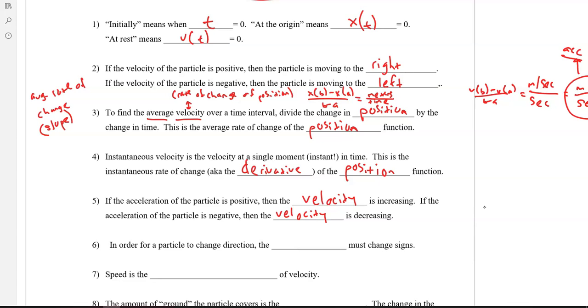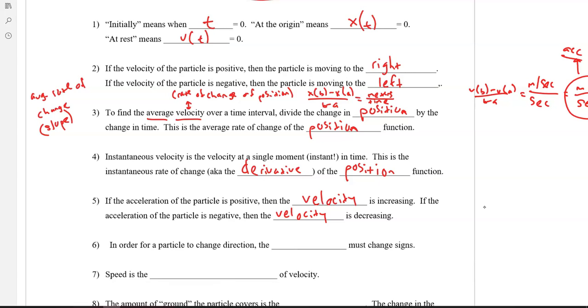Anyway, number 6, in order for the particle to change direction, what thing determines the direction the particle moves? Again, which of these functions, position, velocity, acceleration, describes the direction the particle is moving? Right, very good, Basil, yes, exactly right.